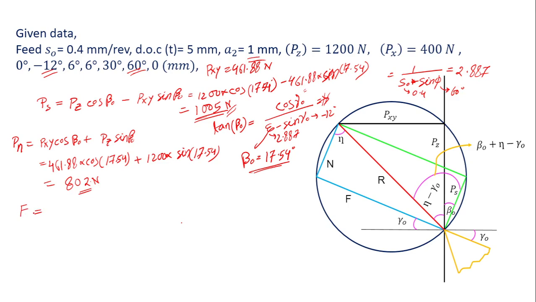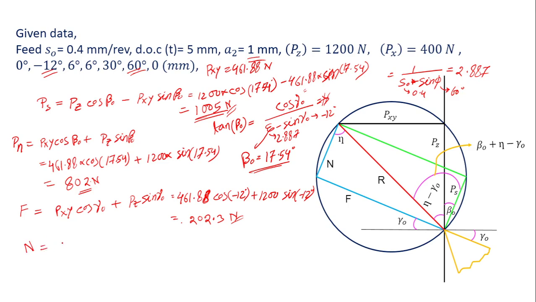Now write the value of F. You can write pxy cos of gamma naught plus pz sine of gamma naught, and if you put the values, 461.88 into cos of minus 12 degree plus pz is 1200 into sine of minus 12 degree, and if you find this value, you will get around 202.3 Newton.